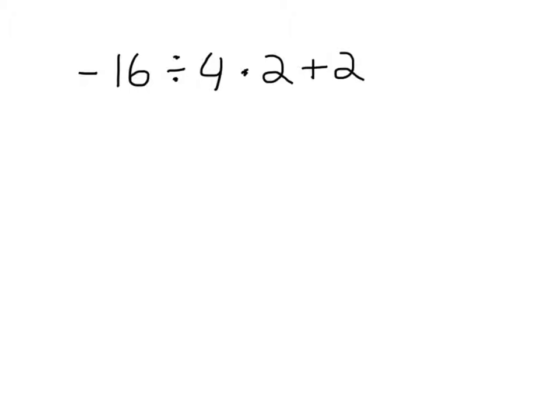Here's our last problem. Negative 16 divided by 4 times 2 plus 2. Go ahead and hit pause if you need more time. Okay, my order of operations are parentheses, exponents, multiplication, division, addition, and subtraction. And let's label my operations here. I've got division, multiplication, and addition.